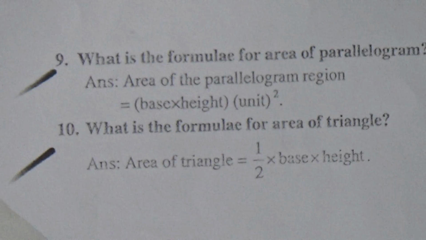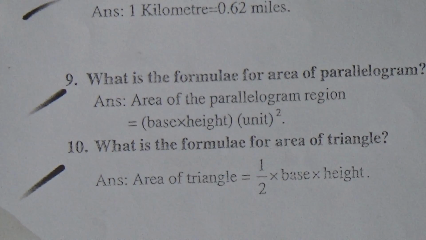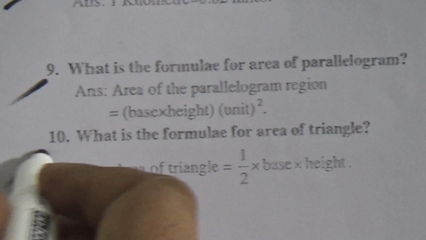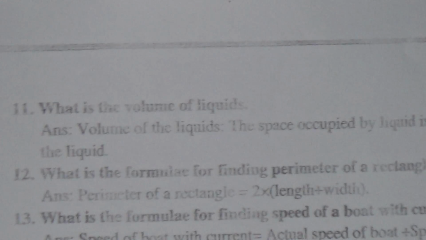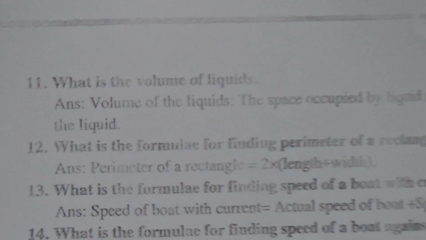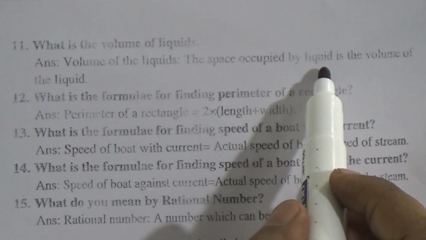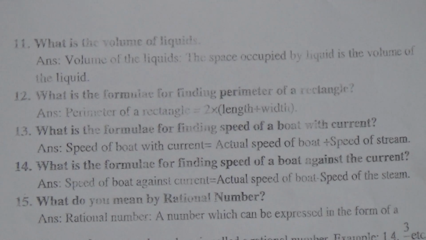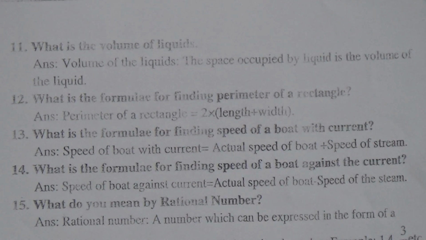Next, question number 10. What is the formula of area of a triangle? Area of a triangle equals half into base multiplied by height. We have already memorized this in our previous classes. Question number 11. What is the volume of liquids? The space occupied by the liquid is called the volume of the liquid.